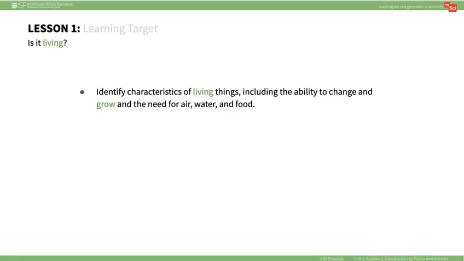By the end of this lesson, students will have used their own observations and a card sort to determine what is living. They will also have identified characteristics of living things, including the ability to change and grow, the need for air, water, and food.